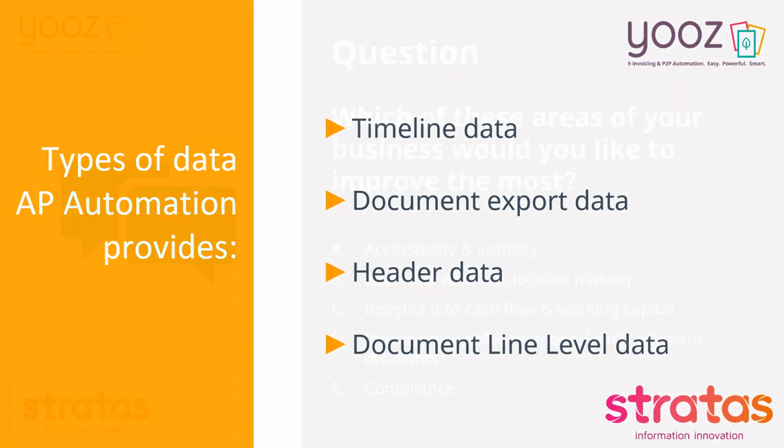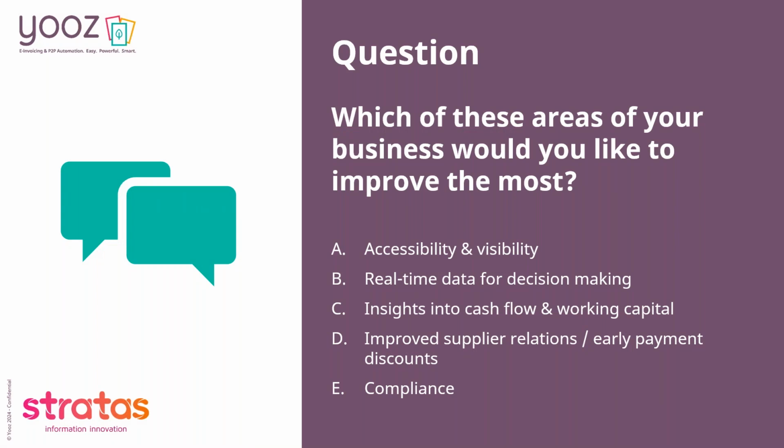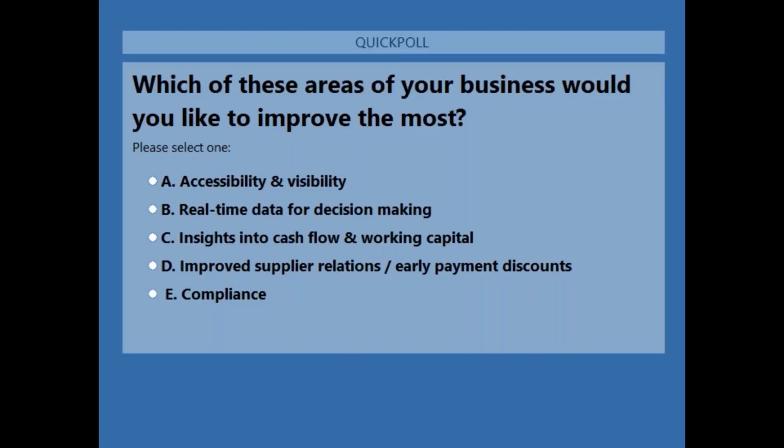And so now our last poll question of the day, we want to hear back. You're going to now see it popping up for you on your screen. We have different areas of the business, and we want to hear back from you: which of these areas would you like to improve the most? Is it A, accessibility and visibility into your process? Is it B, real-time data for decision making? Is it C, insights into your cash flow and working capital? Is it D, improved supplier relationships and early payment discounts? Or is it E, compliance?